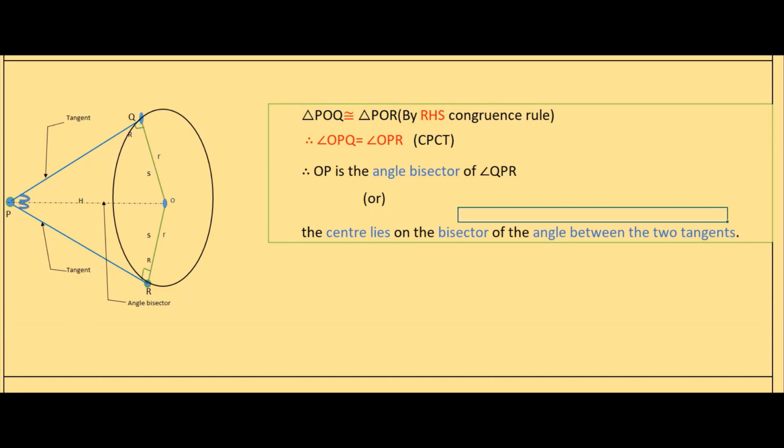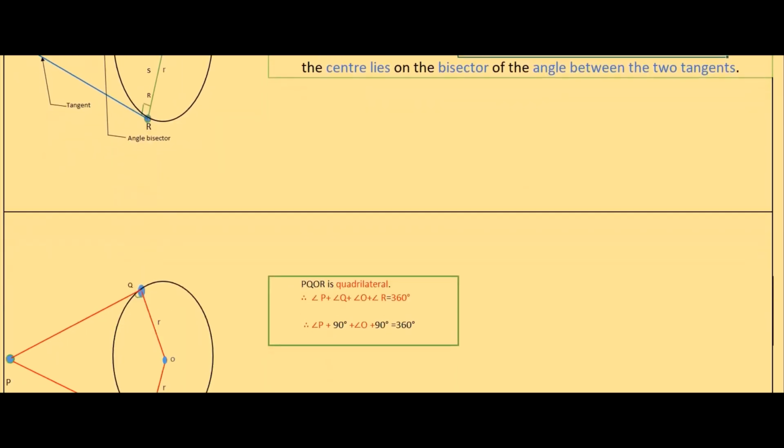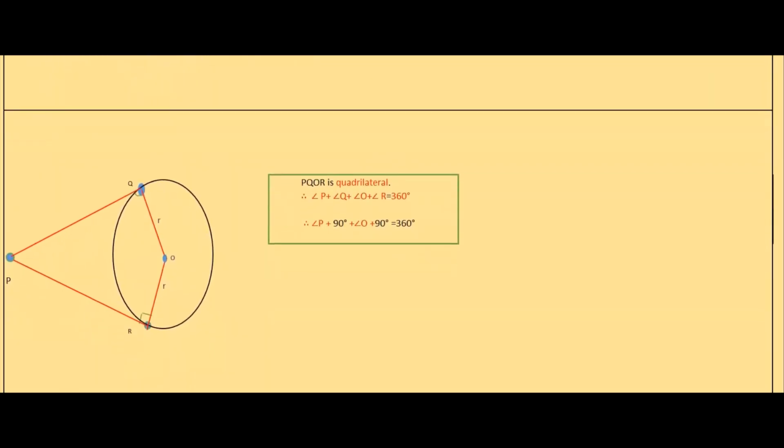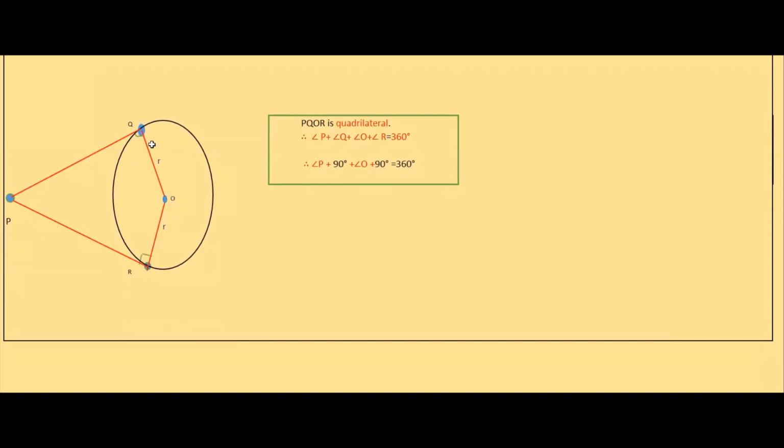And next one, here these two tangents and these two radii form a quadrilateral. We know that the sum of the angles of a quadrilateral is 360 degrees. So angle P plus angle Q plus angle O plus angle R is equal to 360 degrees. Here these two angles are 90 degrees. If you know one of the other two angles, you can find the other angle by using this formula.